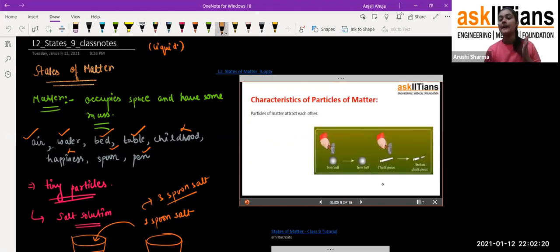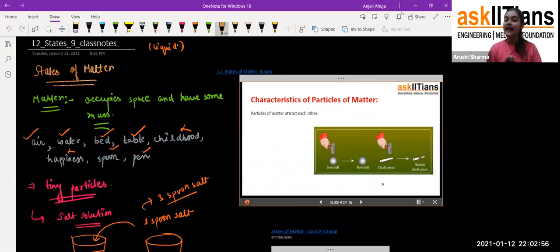Moving towards, particles of matter attract each other. Now why am I saying this, why could it be a characteristic of particles? Because students, the solid things which we have, you have seen that they are so solid or strong in nature. For example, in the picture given to you, this is an iron ball, and if you hit it with a hammer, it is not going to be destroyed easily. But if we take chalk and hit it with the hammer, it is going to break down into pieces.